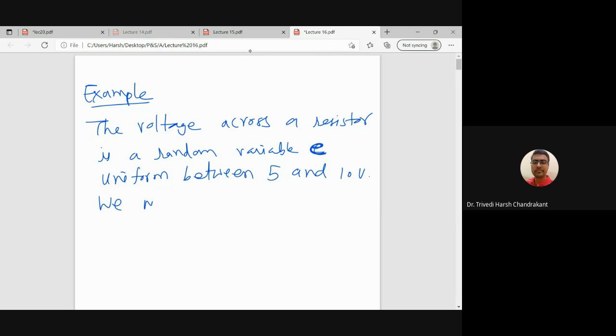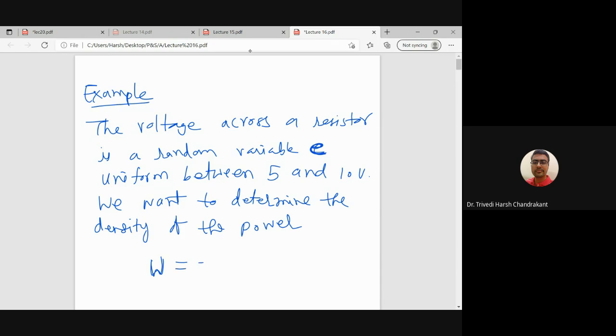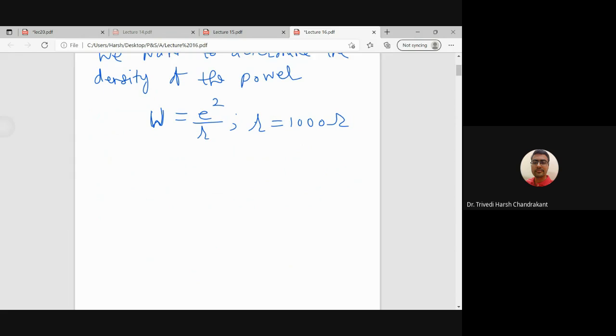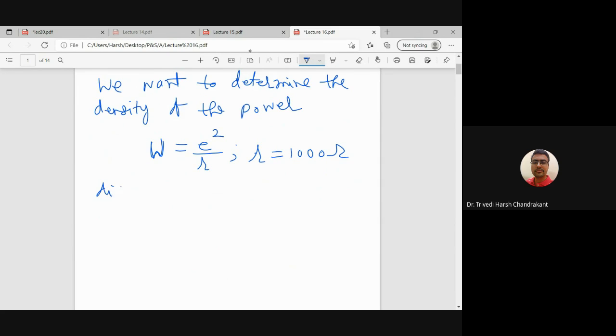So we shall determine the density of the power. Let us say the power formula, if you recall, is E square by the resistor, which is constant. So R is 1000 ohm, and so basically this is the power dissipated in R.